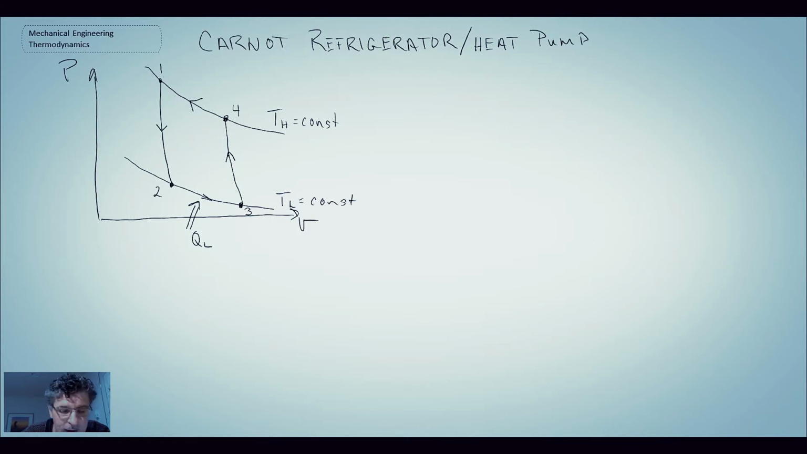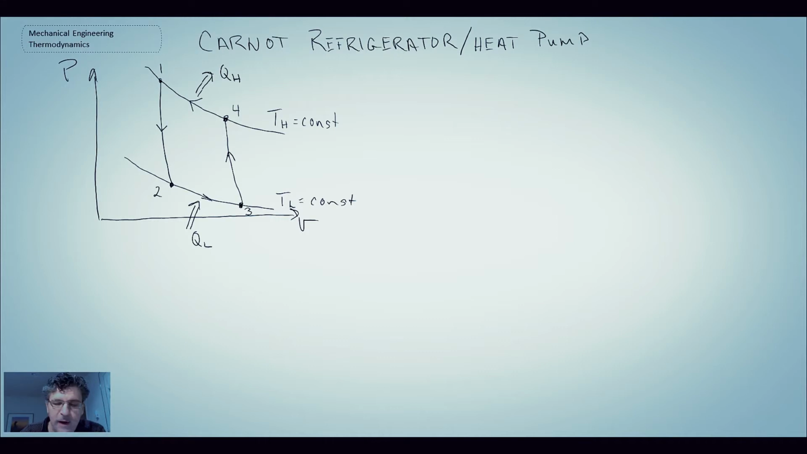The final step is an isothermal compression process taking us from state 4 to state 1. Again, in order for us to remain isothermal through a compression process, we need to reject heat, and that heat is going out as QH. So you can see it's very similar to what we saw before when we looked at the Carnot heat engine, except the cycle is operating in the other direction.